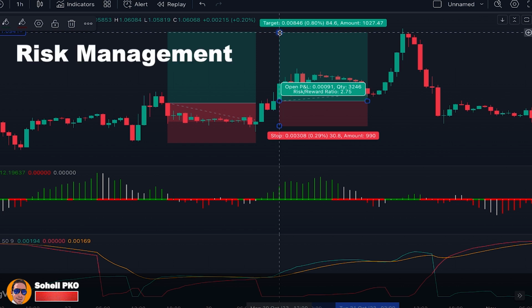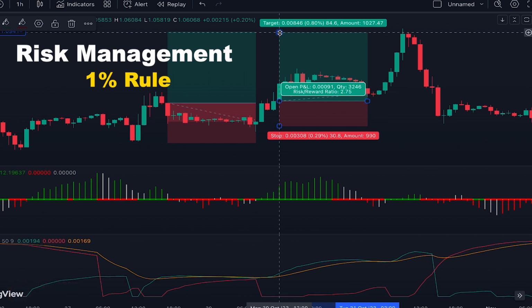There is a risk management strategy that is called the 1% rule, and it's one of the best risk management strategies that you can use. I have a complete guide on this. The link is also placed in the description, and I highly recommend you to watch it because risk management is one of the key factors for becoming a successful trader.